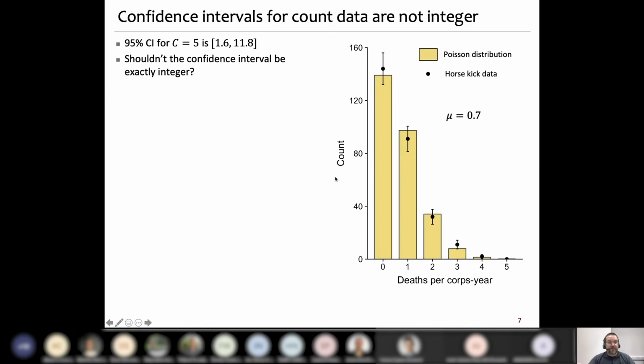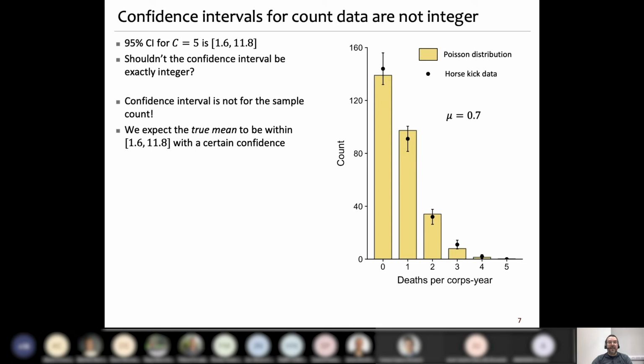Another thing I have to mention is that someone asked me before: confidence intervals on count data should be integer, because we find integer counts like 5. So why is the interval from 1.6 to 11.8? Shouldn't they be exactly integer? Well, no, they shouldn't. The confidence interval is not for the sample count. It's where we expect the true population mean to be, with a certain confidence. And the true mean doesn't have to be an integer number. The Poisson mean could be any real number.